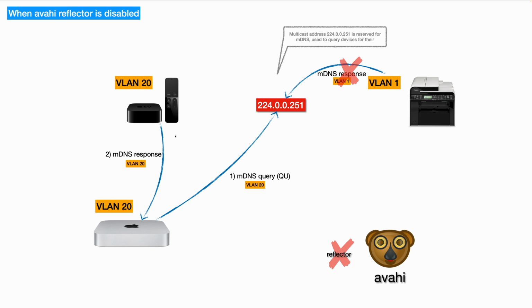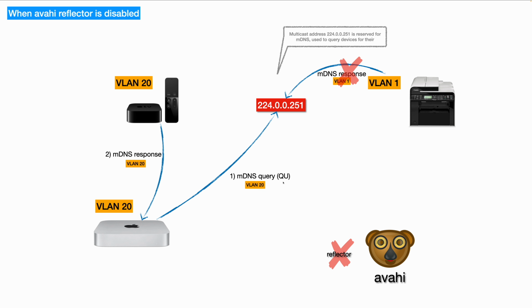When you disable Reflector, which is the default setting in Avahi, for example, if you have two VLANs, default VLAN and VLAN 20, in VLAN 20 you have an Apple TV, in VLAN 1 you have a printer. From VLAN 20 you have a computer, and you send out an mDNS query.